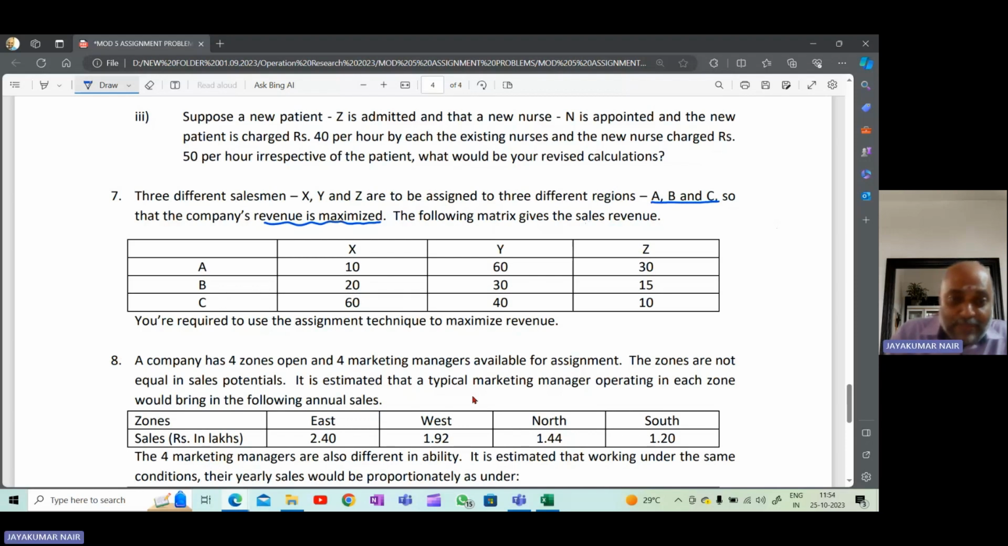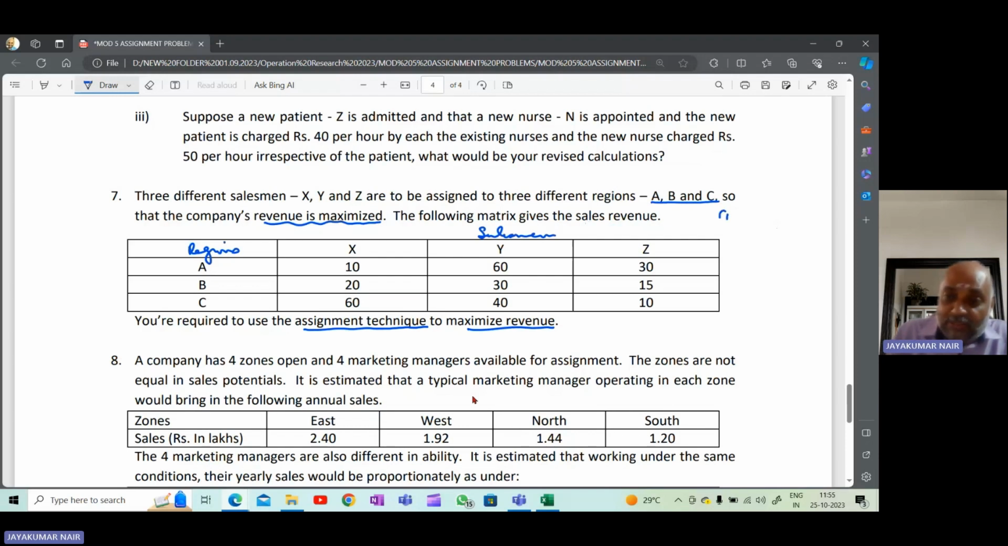The following matrix gives the sales revenue. So you know that A, B, and C are the regions and X, Y, and Z are the salesmen. If you appoint X to region A, the sales will be 10. If you appoint X to region B, sales will be 20. If you appoint X to region C, it will be 60, and so on for the others. You're required to use the assignment technique to maximize the revenue.